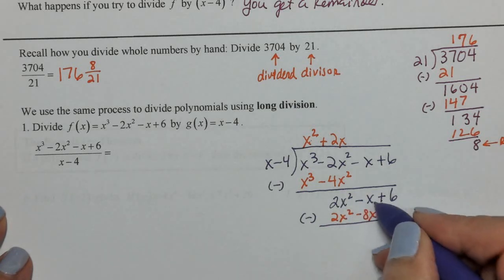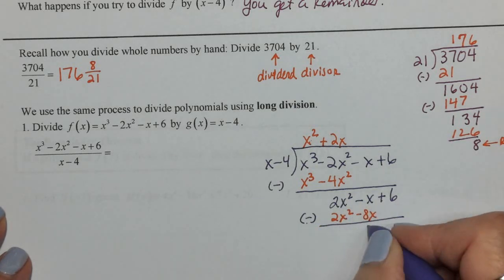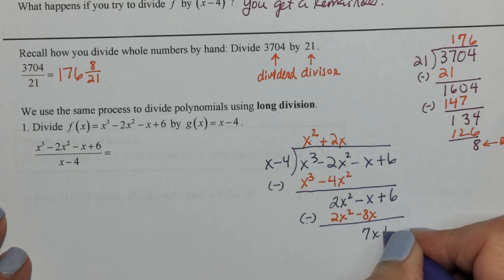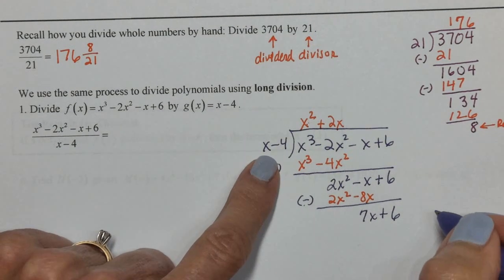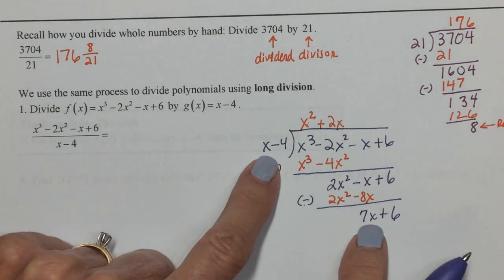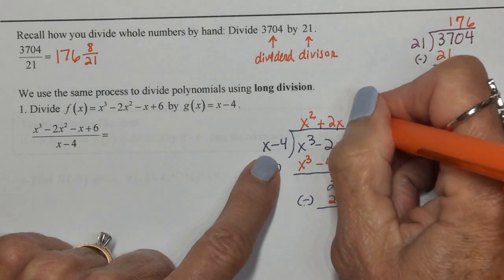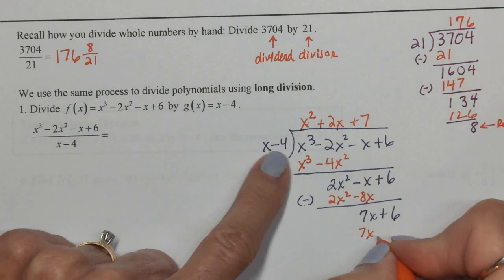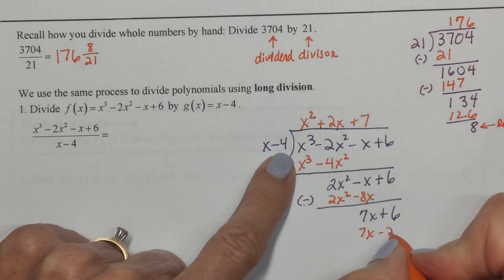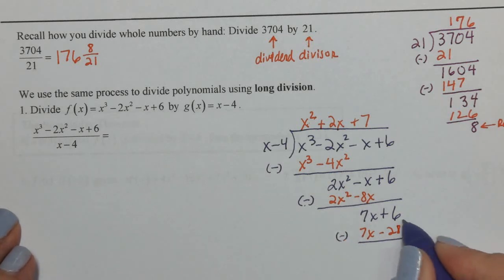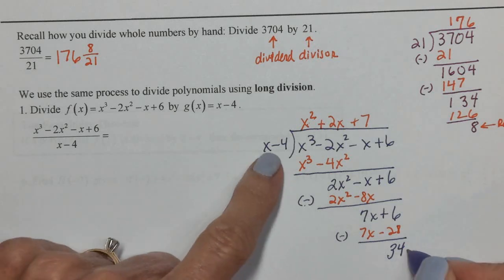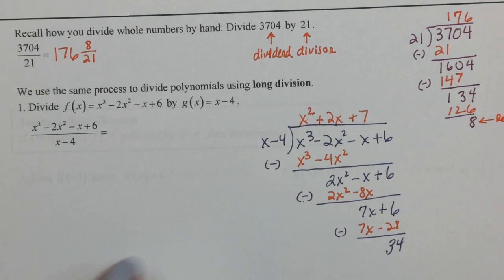The x squareds are gone. Negative x minus negative 8x is positive 7x. And then I bring down my plus 6. What do I multiply x by to get 7x? I multiply x by 7 to get 7x. 7 times negative 4 is negative 28. One last subtraction here. 6 minus negative 28 is a positive 34. There are no x's, and I have an x here, so this is my remainder.